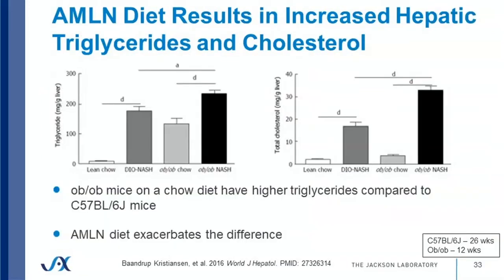In addition to liver fibrosis, both C57 black 6J and OB mice on the amylin diet also exhibit an increase in hepatic triglycerides and total cholesterol. Again, the amylin diet increases both of these parameters, but it's much more robust in that OB mouse model. This model may be useful in recapitulating the metabolic dysfunction observed in human patients, in addition to presenting with liver fibrosis.